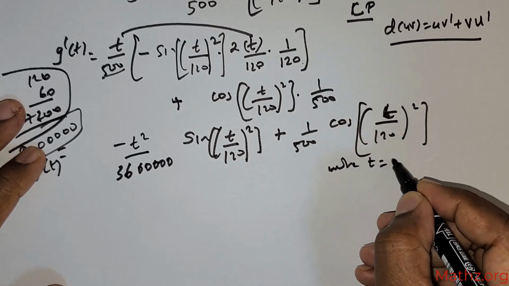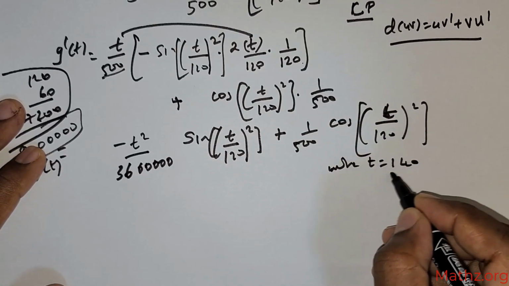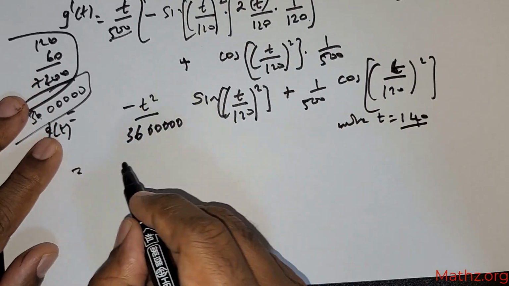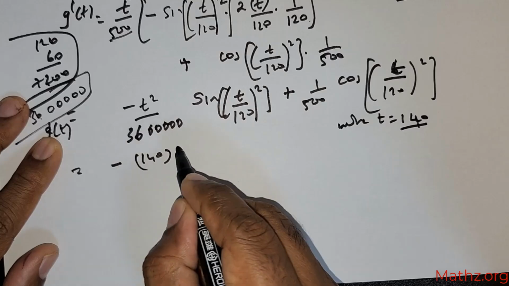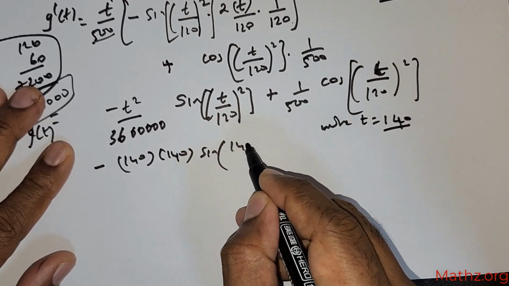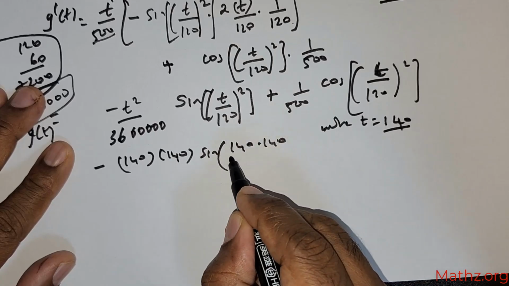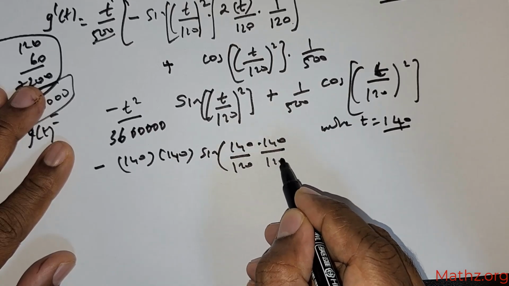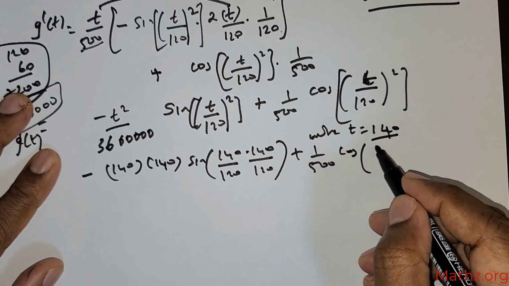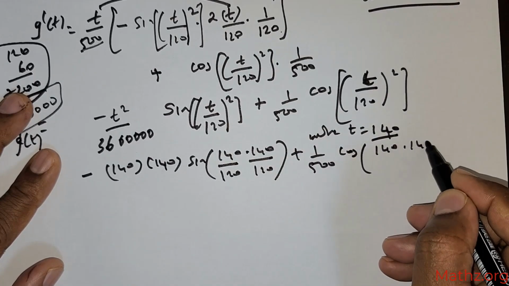Now when t is equal to 140, this is what they want. So substitute that. You have negative 140 multiplied with 140 times the sine of 140 times 140 over 120 times 120, plus 1 over 500 cos of 140 times 140.